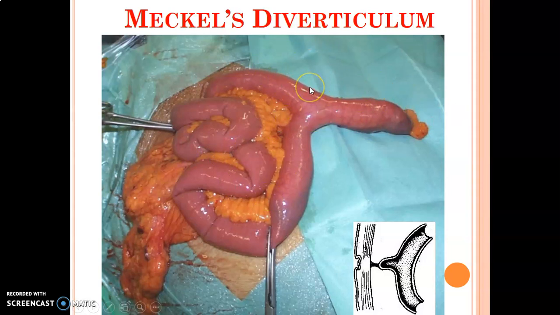Ideally, the yolk sac should obliterate, but if it persists, you get your Meckel's diverticulum, and it's usually attached onto the anterior abdominal wall. So this is how it looks in the abdomen. This is your anterior abdominal wall. That's the umbilicus.